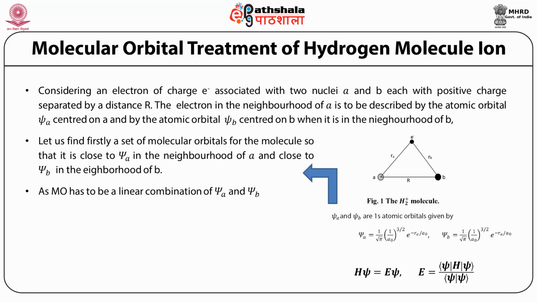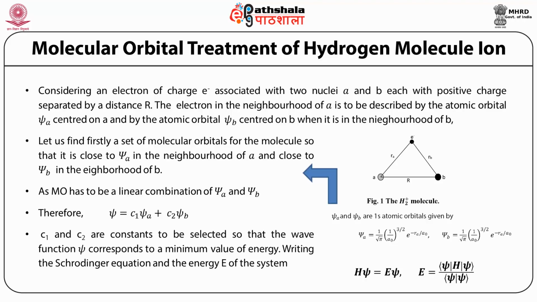As the molecular orbital has to be a linear combination of psi A and psi B, the wave function psi is written as C1 psi A plus C2 psi B. C1 and C2 are constants to be selected so that the wave function psi corresponds to a minimum value of energy. Writing the Schrodinger equation, H psi equals E psi, where the energy E of the system in matrix terms is the integral of psi H psi upon the integral of psi psi.